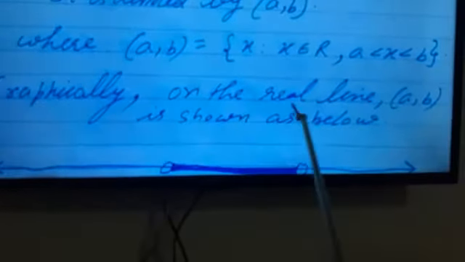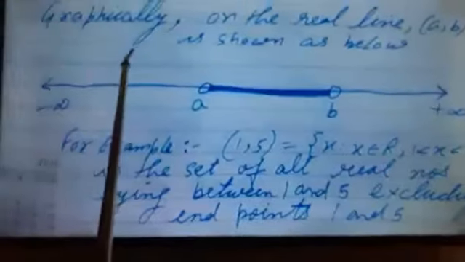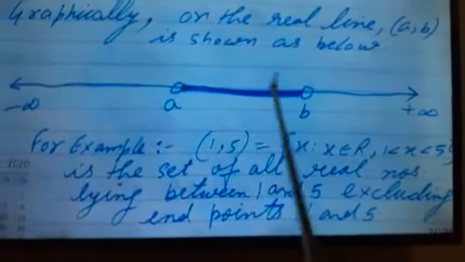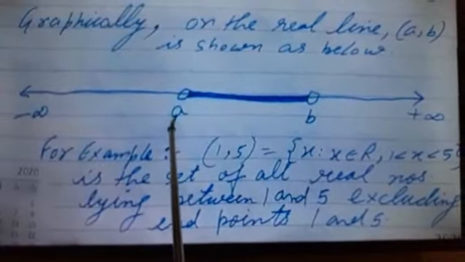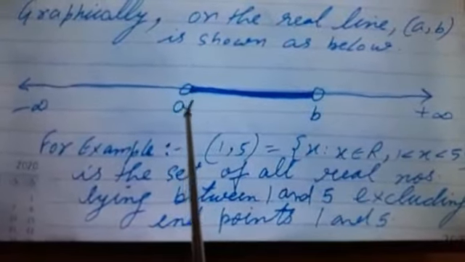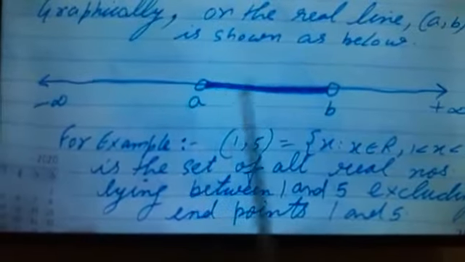Graphically on the real line (a, b) is shown as below. Here suppose we are having a real line, minus infinity to infinity. Here a and b are 2 points. Then open interval of a and b includes all the values in between a and b but does not include a. See here, blank circle is there, here blank circle is there. In between a and b, not include a, not include b.